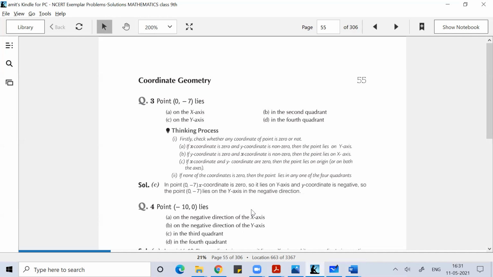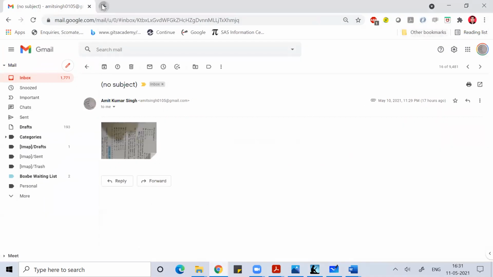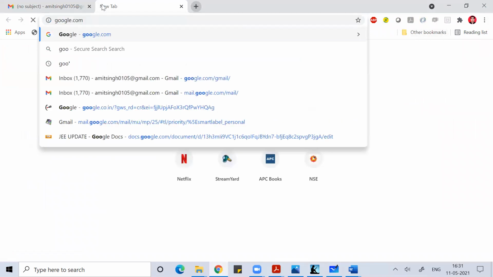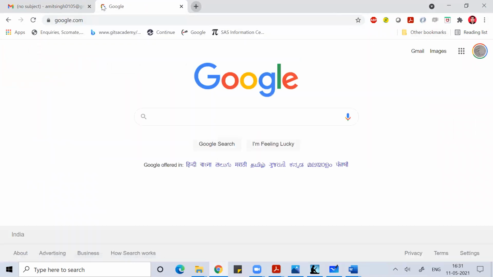So I'll see you at 6:30. At 6:30 we are doing comparing quantities, right? We'll do that. But sir, I don't have my 8th grade textbook with me. You can download that book. NCERT, just Google it. NCERT ebook. Okay, sir, I'll download it.